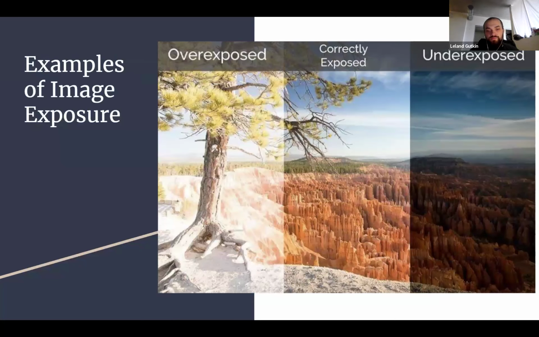Now here's an example. In this image, we can see that on the left, it's bright and it's blown out, whereas on the right, it's dark and shadowy. In the middle, this is more true to what the eye sees and what most people would call a proper exposure.